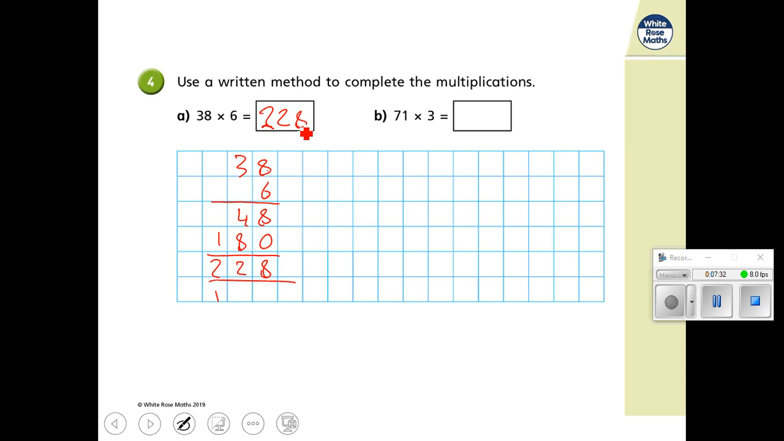228. And then this one, 71 times 3, we will do a slightly shorter method. So 3 times 1 is 3. 3 times 7 is 21. So we've got a carrying digit down here. And then we put the carrying digit up there. So the answer is 213. Question number 5, when it comes.